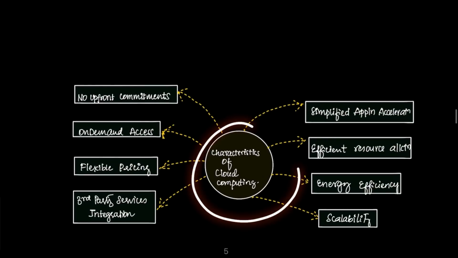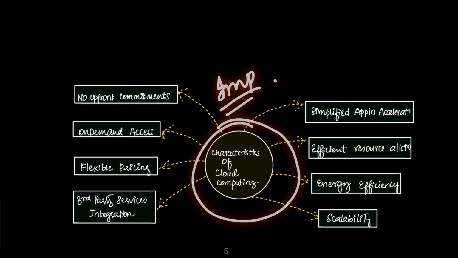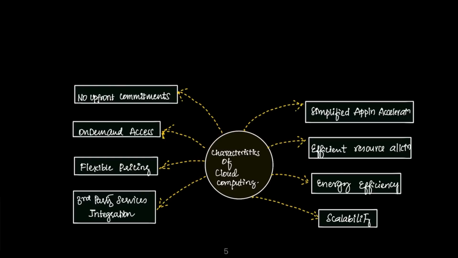Here we have the characteristics of cloud computing. Again, this is also important. The first one is no upfront commitments. That is, users do not need to make large initial investments in hardware or software. Cloud services are pay as you go or subscription based. Then we have on-demand access. That is, cloud resources are available whenever you need them. When you pay or select a plan, they are allocated accordingly.